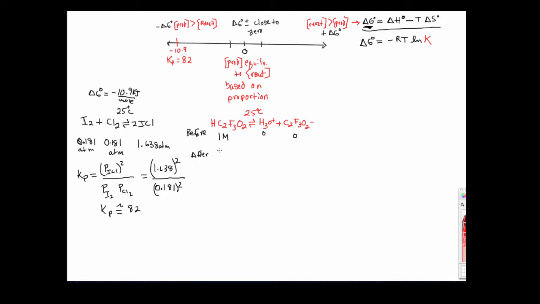the concentration of the acid HC2F3O2 is going to be 0.5821 molar at equilibrium. And the concentration of the H3O plus is going to be 0.41789, and the concentration of the anion C2F3O2 minus is going to be 0.41789, equivalent to the H3O plus, because both of these are 1-to-1 in terms of their stoichiometry.